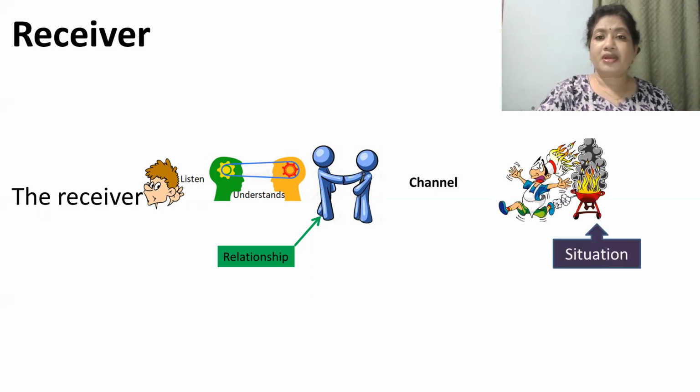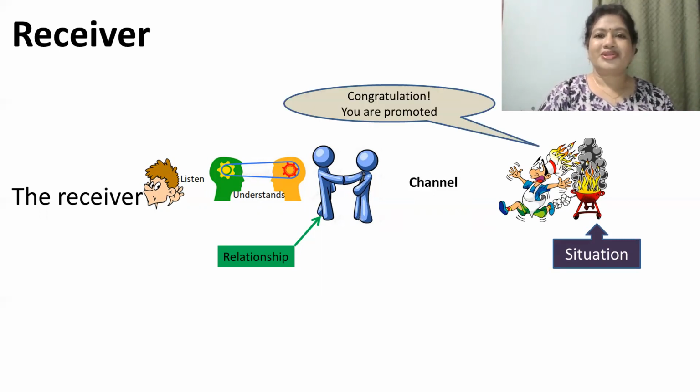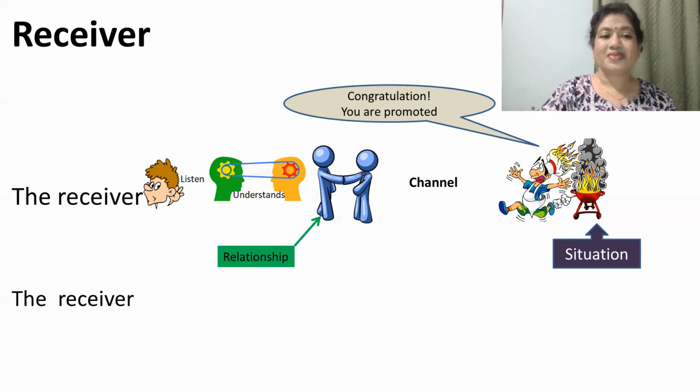Now say, for example, if this is the situation, a chef, whatever he was making, it got burned. This is the situation. The sender does not know what the situation here is, but the sender is sending a message that, congratulations, you are promoted. Do you think based on this situation the chef is going to hear this message properly? For me, it is a no.